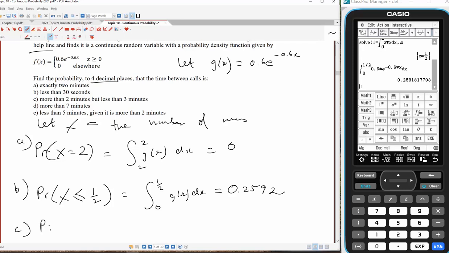Okay, C, more than 2 minutes but less than 3. So probability that the random variable is between 2 and 3 minutes. So it's integral between 3 and 2 of g of x dx equals, quickly change this on the calculator to be between 3 and 2.